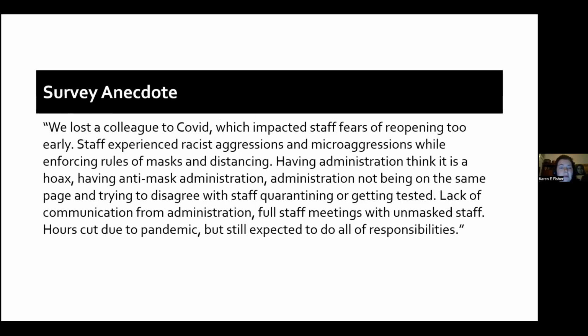And then another person told us, we lost a colleague to COVID, which impacted staff fears of reopening too early. Staff experience racist aggressions and microaggressions while enforcing rules of masks and distancing. Having administration think it is a hoax, having anti-mask administration not being on the same page and trying to disagree with staff quarantining or getting tested, lack of communication from administration, full staff meetings with unmasked staff, hours cut due to the pandemic, but still expected to do all of our responsibilities.